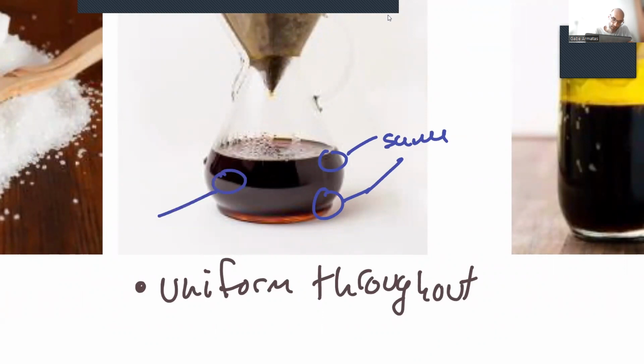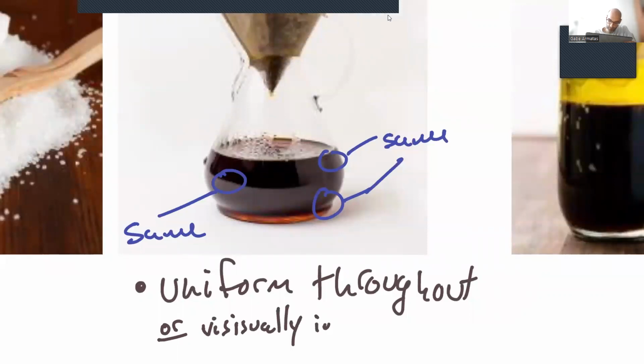This sample right here is the same as all of those. So it's uniform throughout. It's visually, and that's the other part of it, uniform throughout or visually indistinguishable. So every single portion of that is essentially going to be the same. If you took a sip of coffee, they're all going to taste the same, okay?